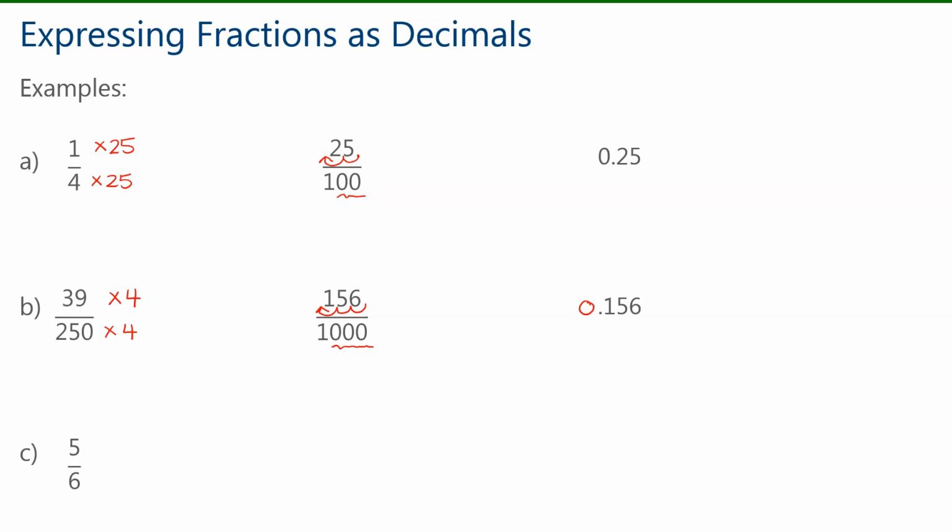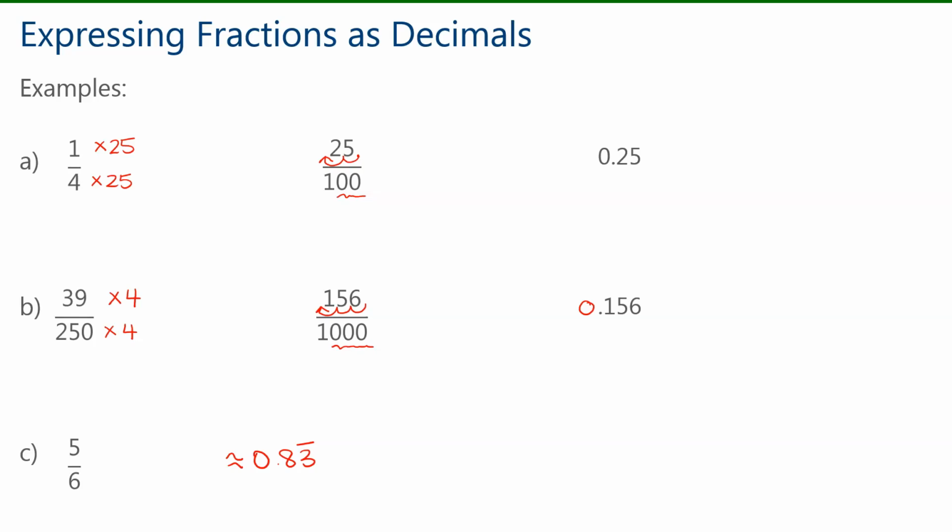5 over 6 is an exception to the rule. When we look at the number 6, we can't change that easily into 10, 100, or 1,000. It doesn't go evenly into any of those numbers. So in a case like this, it is acceptable to divide your top number by your bottom. You can do long division, or you can just use a calculator. So if I use my calculator, and I enter 5 divided by 6, I will get approximately 0.83 repeating. So that is my decimal equivalent, 0.83333, and so on.